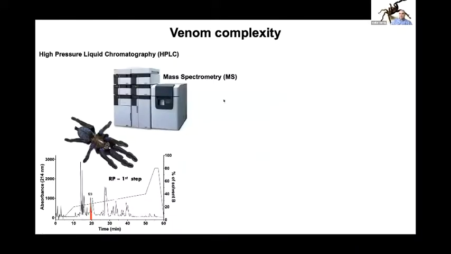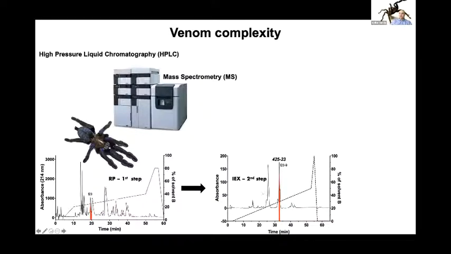Okay, so how do we tackle this incredible diversity of venoms? We use pretty sophisticated tools, like high pressure liquid chromatography coupled to mass spectrometry. Here you can see a typical HPLC trace of a tarantula venom. We usually get about 50 to 100 peaks in the first step when we use a reverse phase column. Then when we run each of the individual peaks through another step, in this case an ion exchange column, we might get another 10 to 15 peaks.